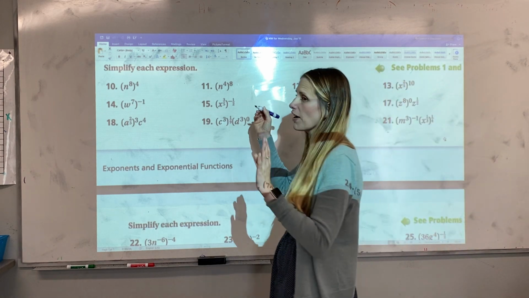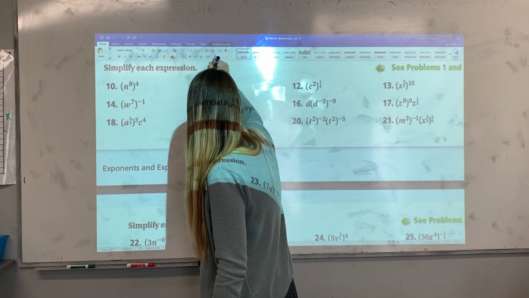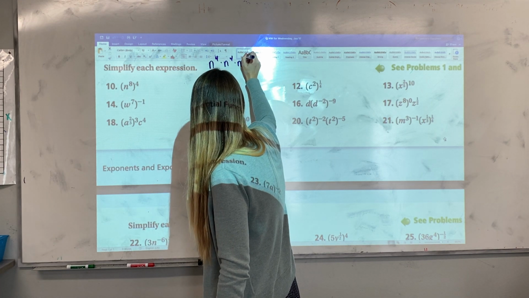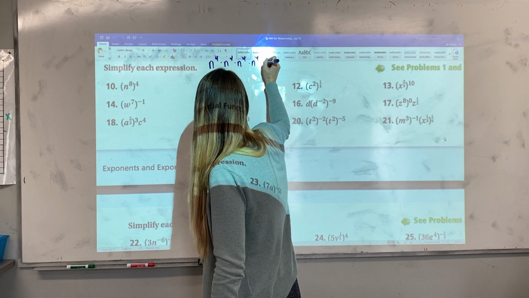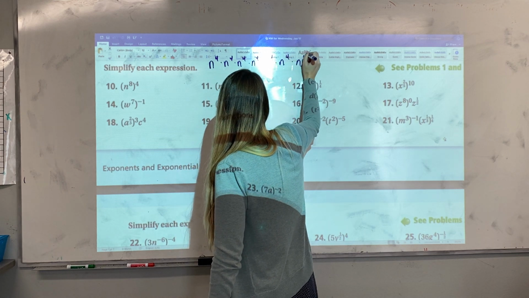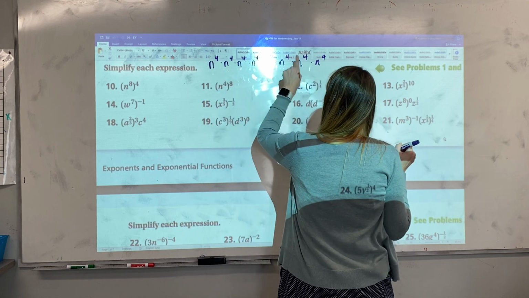8 times. So if I really wrote it out, I would write it like this: n to the 4th times n to the 4th times n to the 4th times n to the 4th times n to the 4th. Now my arm is getting tired. Times n to the 4th. How many do I have? Times n to the 4th. 1, 2, 3, 4, 5, 6, 7, 8.